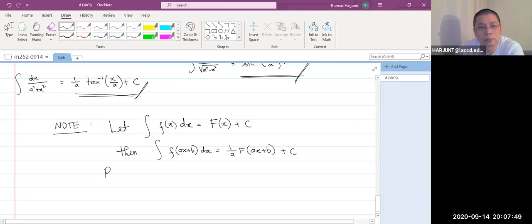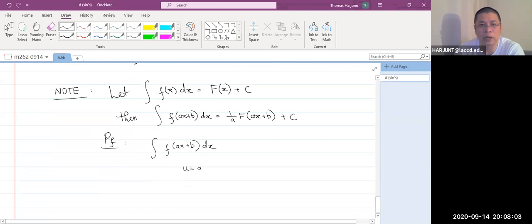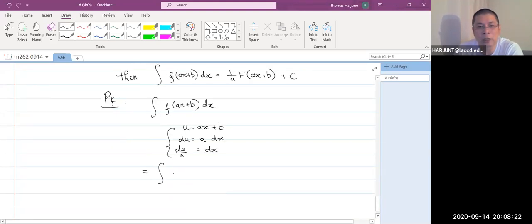Okay, proof. Integral of f(ax + b) dx. We will do substitution, right? Let u equal ax + b. So du equals a times dx. In other words, dx will be du over a. Then this integral becomes f(u), where u is ax + b, times dx, which is du over a. But this is 1 over a capital F(u) plus constant. That's 1 over a times F(ax + b) plus constant.